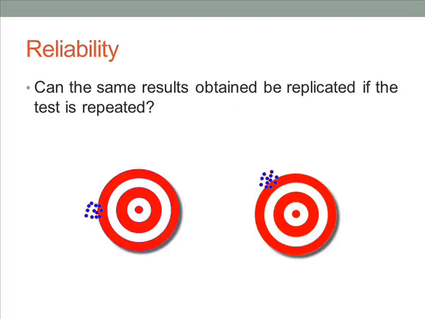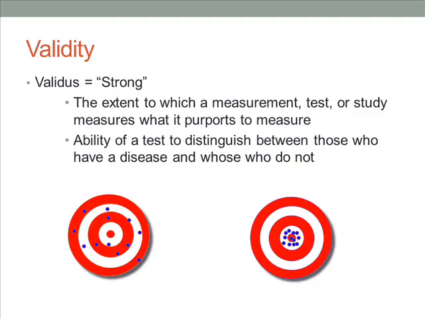Slide 19. Reliability answers the question, can the same results obtained be replicated if the test is repeated? Slide 20. Validity is the extent to which a measurement, test, or study measures what it purports to measure. It is the ability of a test to distinguish between those who have a disease and those who do not.